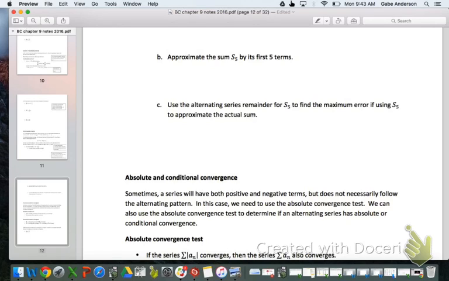With parts B and C, it says approximate S5 by the first 5 terms. So our series is the sum from, was it 1 to infinity, of negative 1 to the n plus 1, times 1 over n factorial. Okay, so what's the first term?